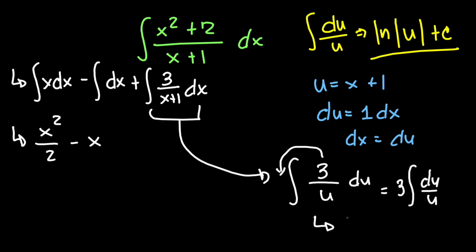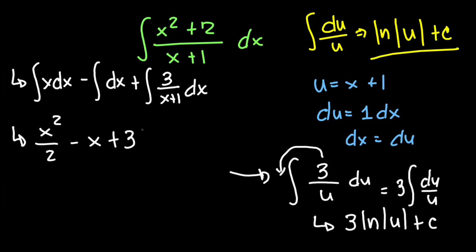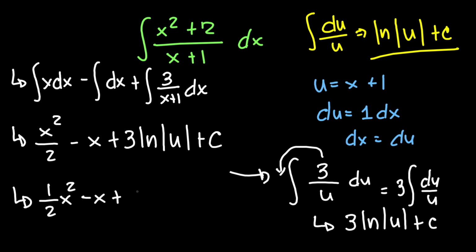And so this can now be equal to 3 multiplied by the natural log of the absolute value of u plus c. So with that, we can put this in here. So this would be equal to 3 natural log of u plus c. And so the final answer would be equal to 1/2 x squared minus x plus 3 the natural log of the absolute value of x plus 1 plus c.